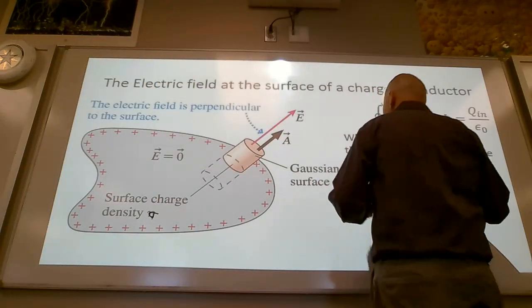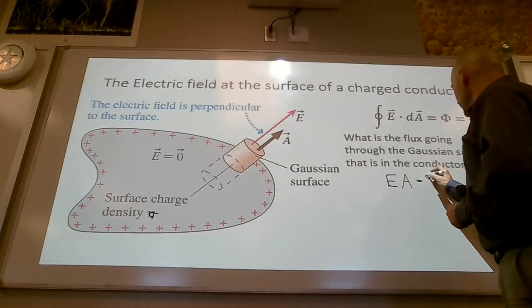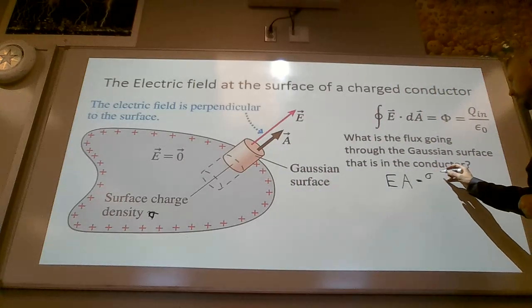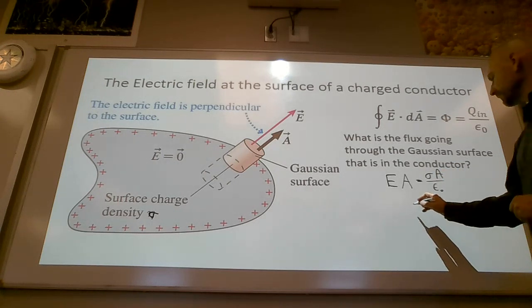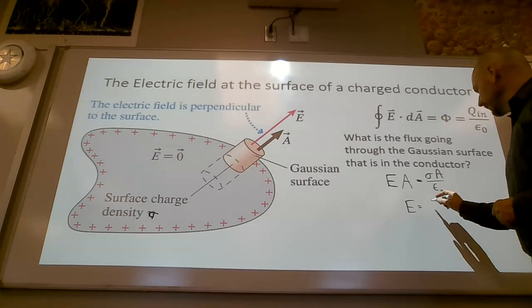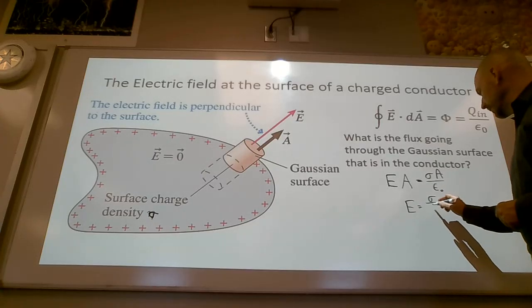And here, the charge enclosed is just your surface charge density times your area over epsilon naught. It's your electric field for a conductor.